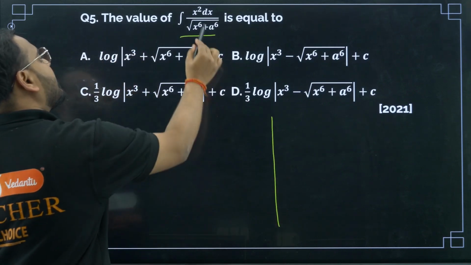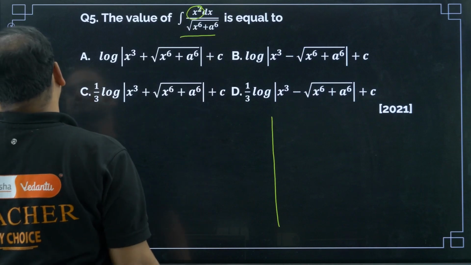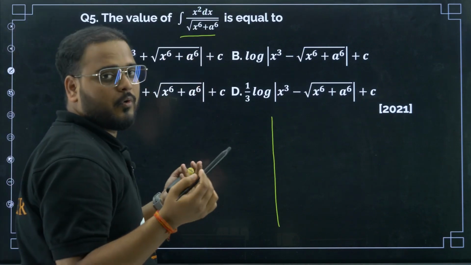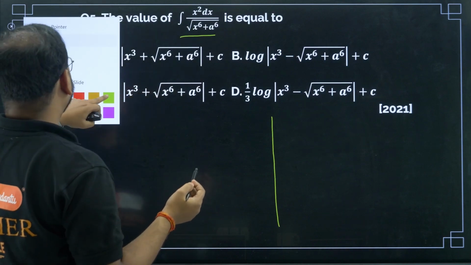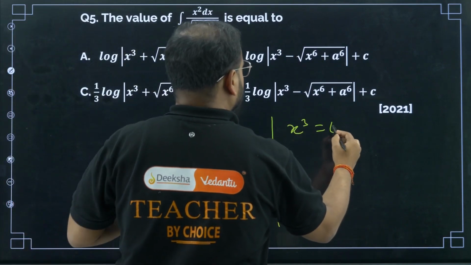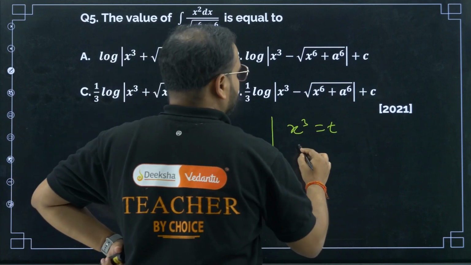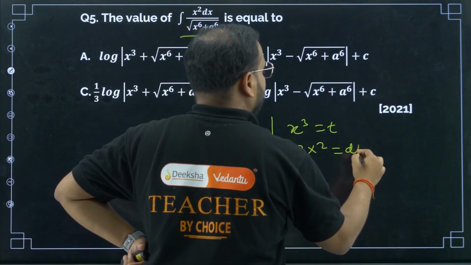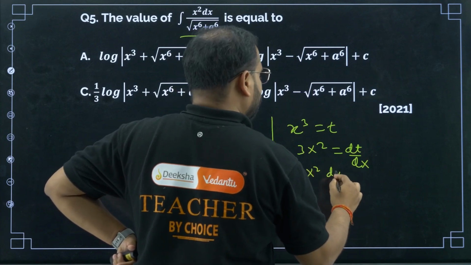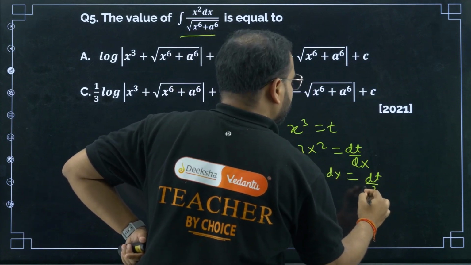x square is there in the numerator, right? So I can do what? I can take x cube as t. Do it. Take x cube as t. If you do that, you're going to get what? 3x square equals dt by dx. So you're going to get what? x square dx as dt by 3.